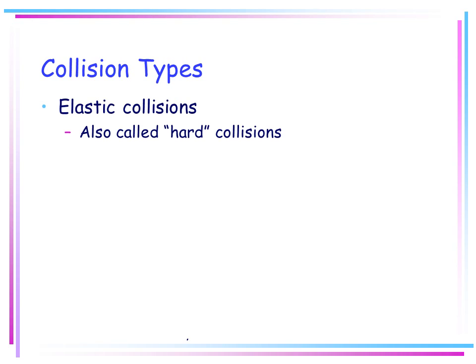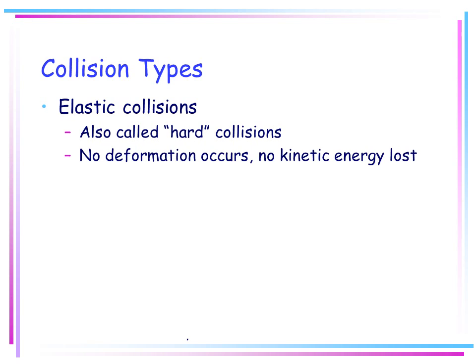We have to know two types of collisions. There's elastic collisions, which you might call hard collisions. That would be like billiard balls colliding. There's no deformation. Nothing breaks or changes shape. So no kinetic energy is lost. So in an elastic collision, kinetic energy is conserved.